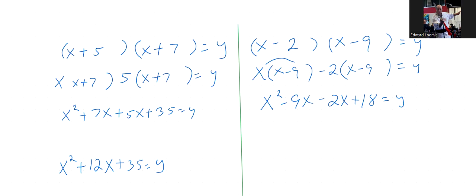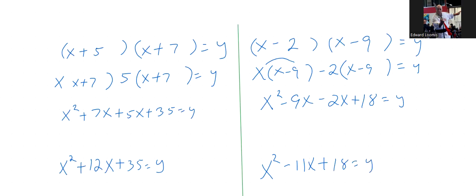At this point, all I have to do is combine my like terms. I have no like terms for my x squared. The middle two, they're like terms. Negative 9x, negative 2x. The signs are the same, so I add 9 plus 2 is 11x. I just keep the same sign. I have no like terms for my constant. My constant is a positive 18, so I'm just going to bring it down, and that equals y.